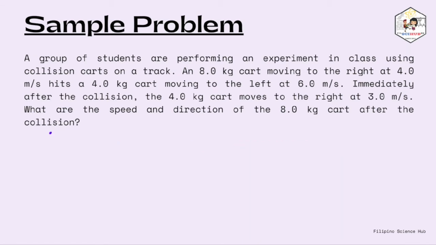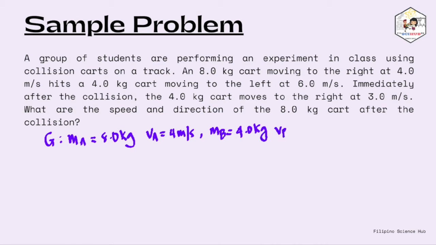So let's first identify the given. So we have the mass of object A, which is 8.0 kilograms, and the velocity of object A before the collision, which is 4 meters per second. We also have the mass of object B, which is 4.0 kilograms, and its velocity before the collision, which is 6.0 meters per second. And we're also given the velocity of object B after the collision, so VB prime, at 3.0 meters per second.